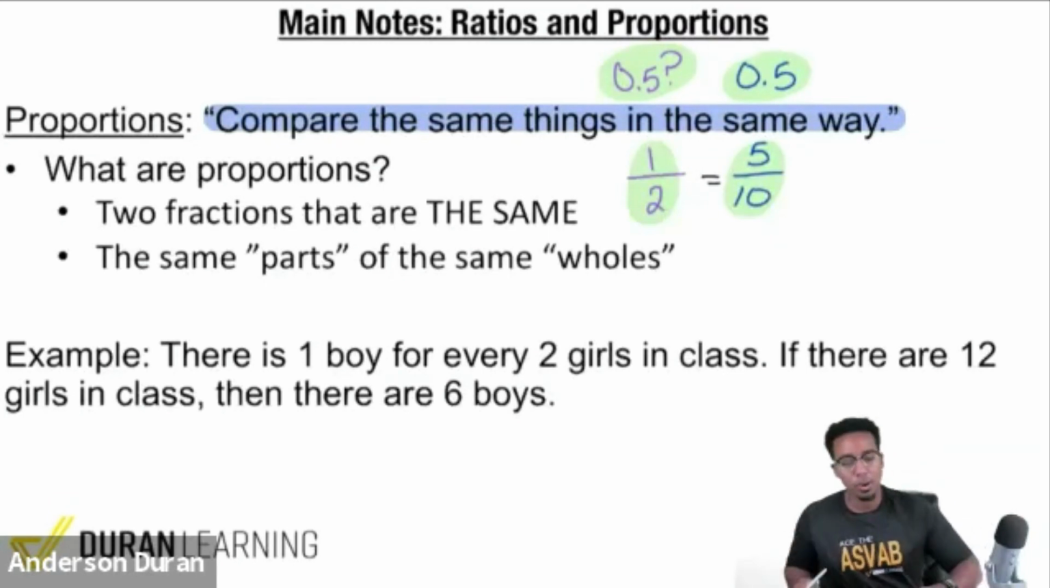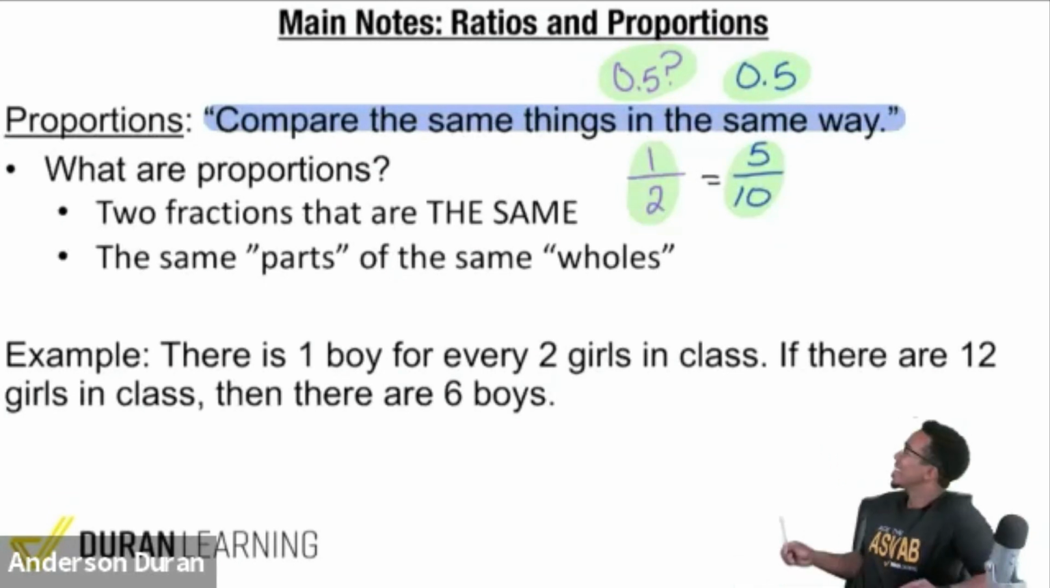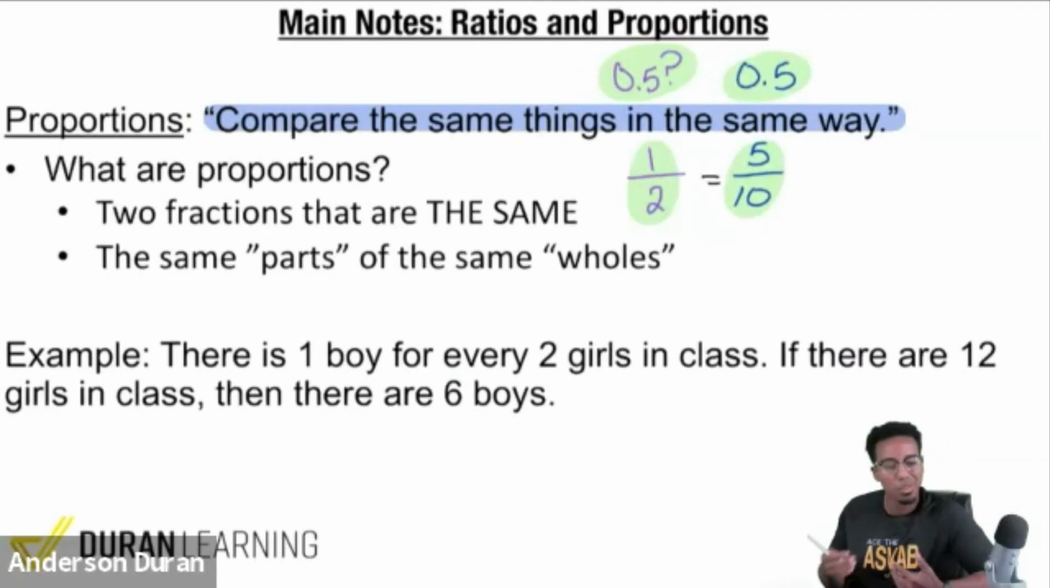So let's go ahead and get to it. Again, that's your first example there. You can see it. We have 1/2 is the same thing as 5 out of 10. And that's all proportions are: fractions that are equal, that mean the same thing. So let's move forward here and dive a little deeper.